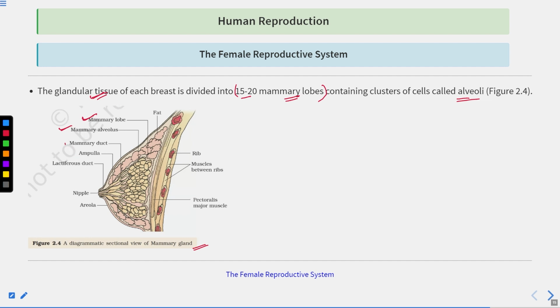Clear? This is the mammary duct. Here there is one ampulla region also, but it is different from the ampulla of the fallopian tube. This is the lactiferous duct. These are the nipples through which the newly born child sucks the milk. Again, this is the areola. These are the muscles between the ribs, and these are the pectoralis major muscles. So you have to remember these ones. These are the major ones. This is the sectional view of the mammary gland. So you have to remember all these terms.